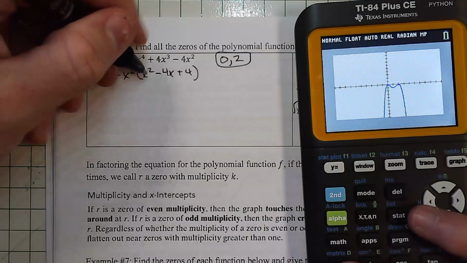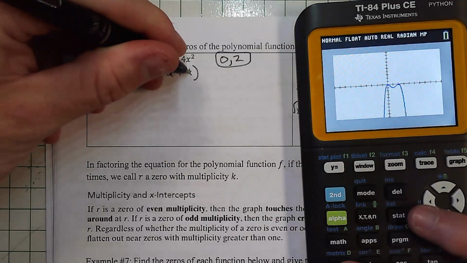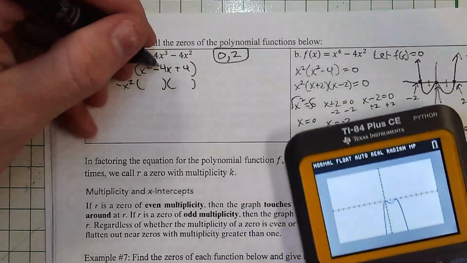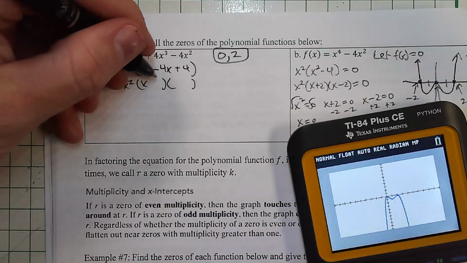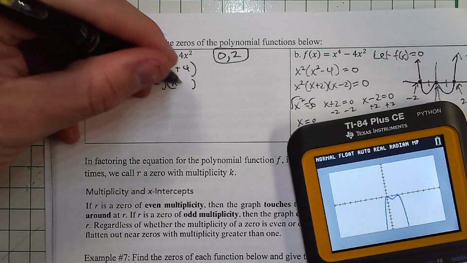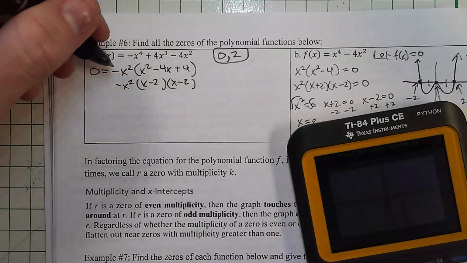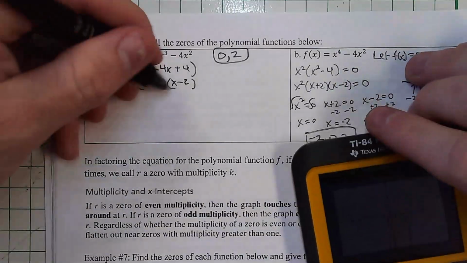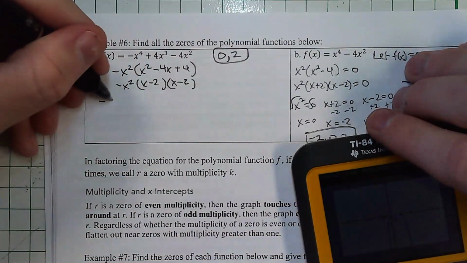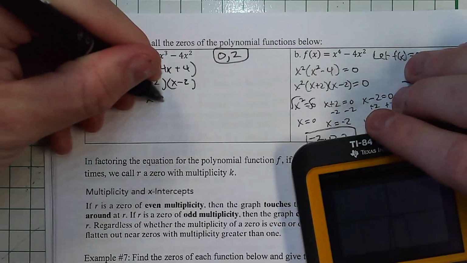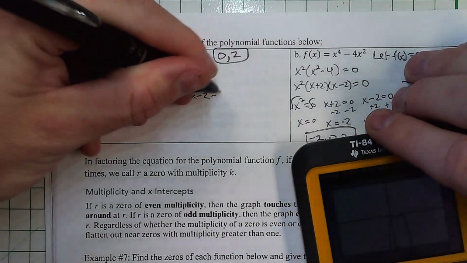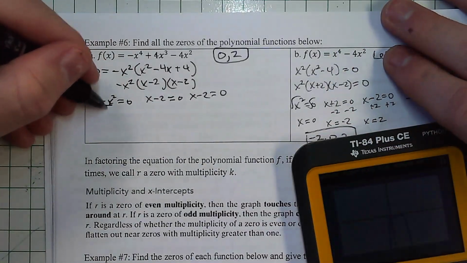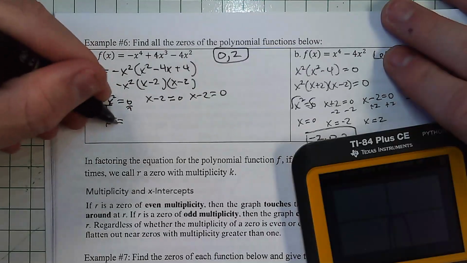All right, so now we're going to factor the inside. We could play the game. What multiplies to 4 and adds to negative 4? Negative 2, negative 2. And so you set those equal to 0. Negative x squared equals 0. x minus 2 equals 0. x minus 2 equals 0. Divide by negative 1. So x squared equals 0.